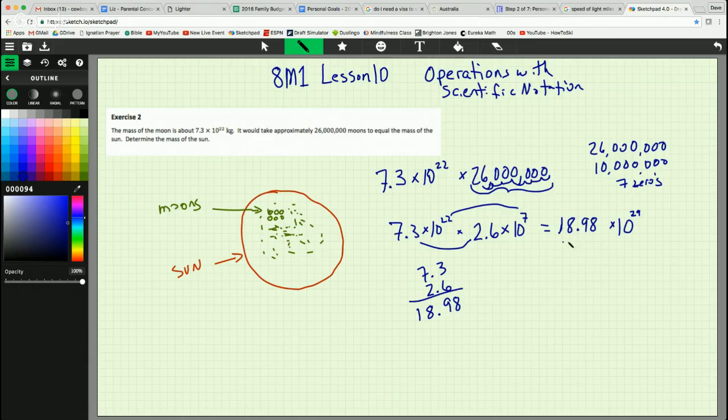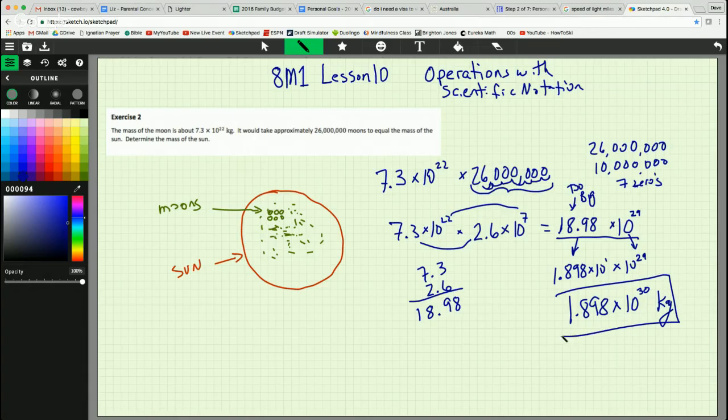Now, the problem, does anyone see the problem? Yes, the problem is that this is not in scientific notation because this number is too big. So we need to now put that number in scientific notation. And then pull down our second part. And we get an answer of 1.898 times 10 to the 1 plus 29, to the 30th kilograms. And there we go. That is the mass of the sun.